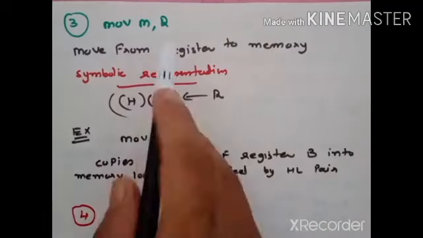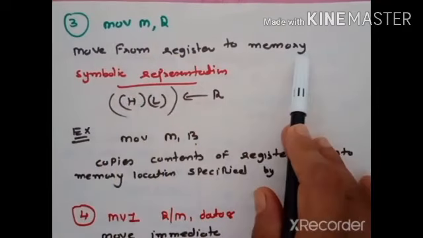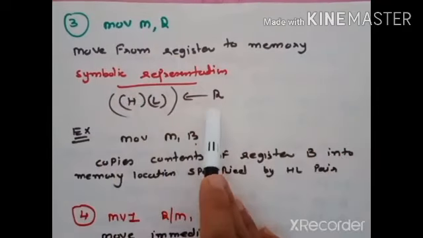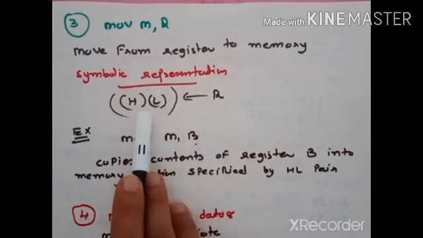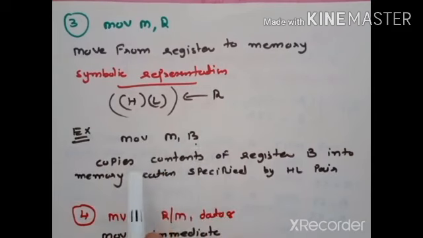Then MOV R to M, that means move from register to memory. The symbolic representation is that the content of R is transferred to the memory location specified by the HL pair. An example of this instruction, MOV B to M, that means it copies the content of register B into the memory location specified by the HL pair.